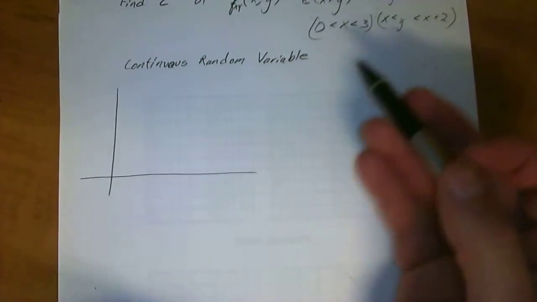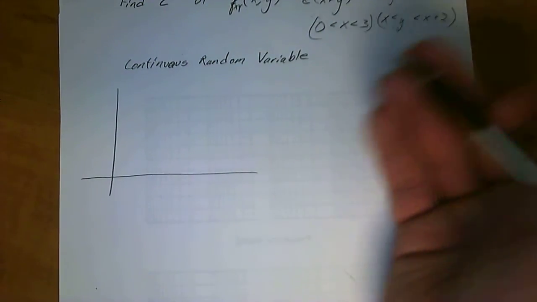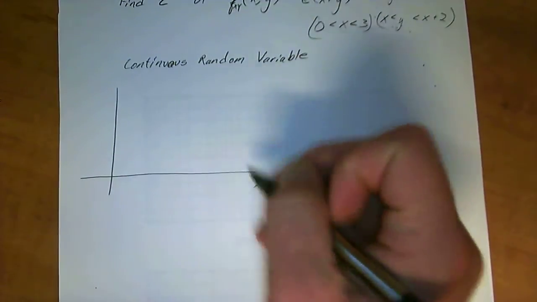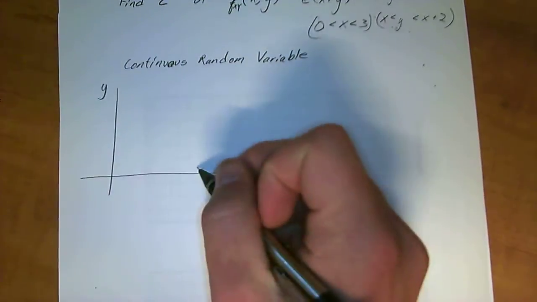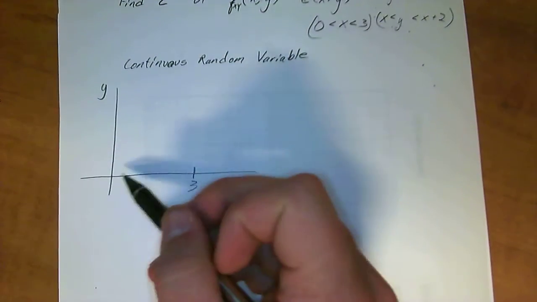So you set up what this actual range is going to be in order to figure out what the probability in c will be over that range. So we've got x from 0 to 3. This is x and this is y. We've got 0 to 3. I'm going to put 3 right there. And then you've got y from x to x plus 2.